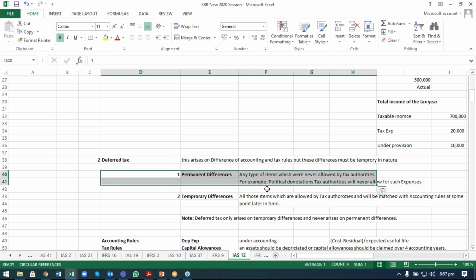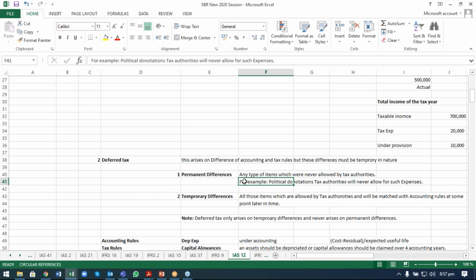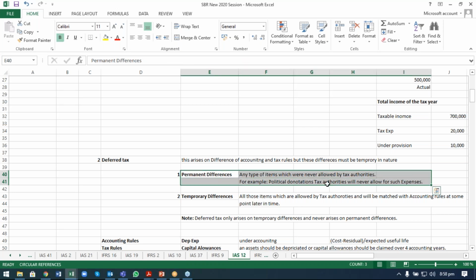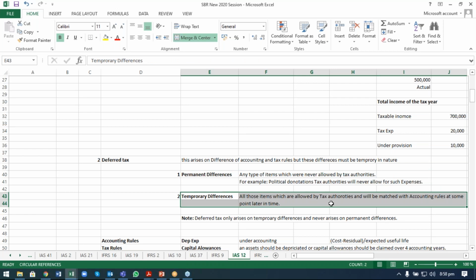For example, I believe you might have read in F6, any political donation made by a business is never allowed by tax authorities. Most tax authorities don't allow you to charge any political donation as an expense when you are preparing tax accounts. So that constitutes a permanent difference. Temporary differences are those which would be for the time being, and after a certain point of time, both differences will ultimately be equal. It means the value of an asset or a liability under tax rules and under accounting rules would remain the same after some point of time. Those are known as temporary differences.